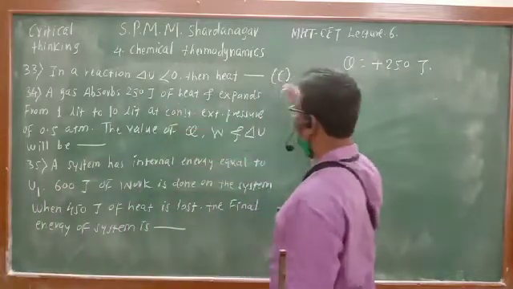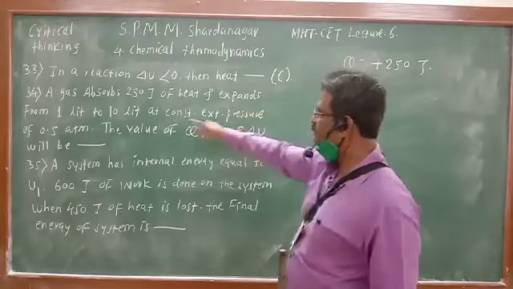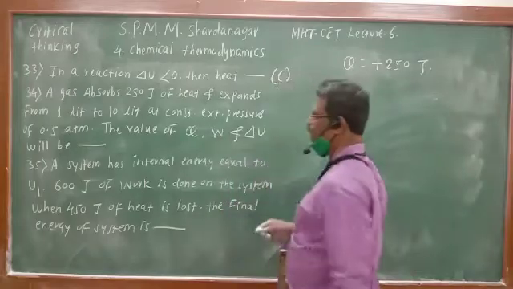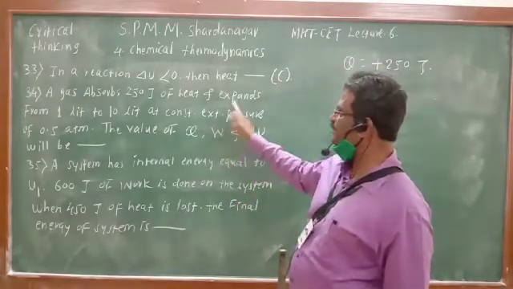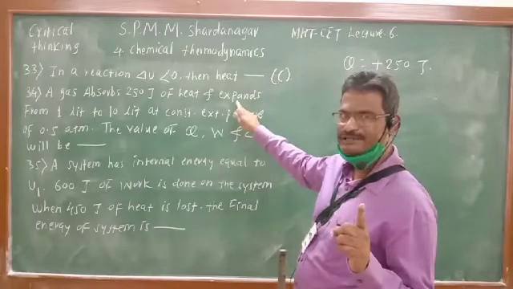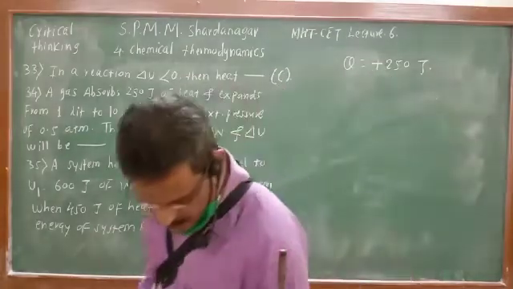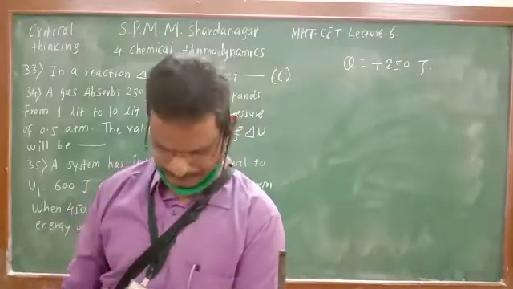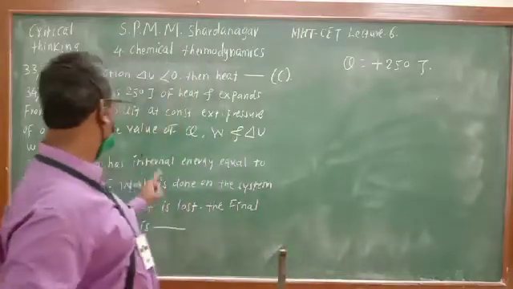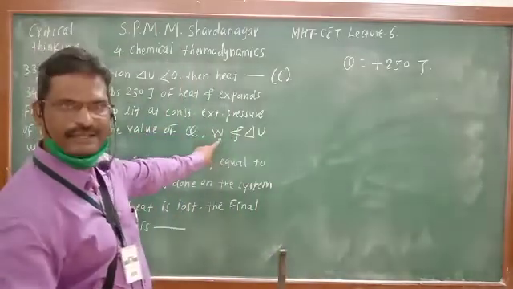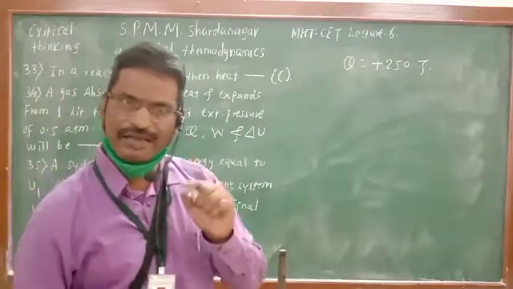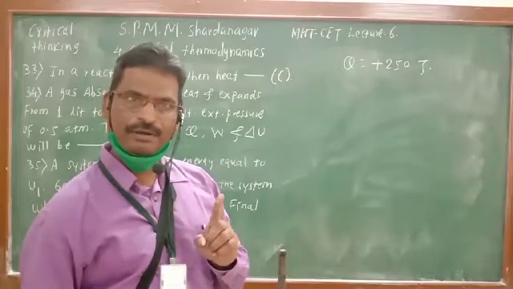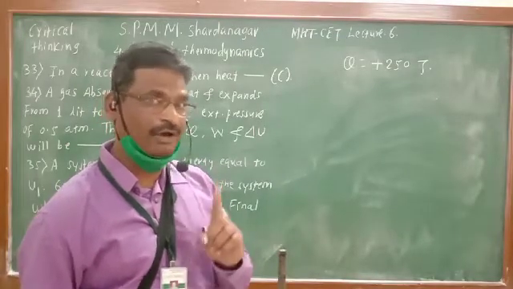Now find the W and delta U from the given data. What is the given data? Q is given plus 250. Furthermore, volume they have given 1 liter to 10 liter. It is the process of expansion. Since this is the process of expansion, whether work done is negative or positive, it must be negative. See, it is not necessary to calculate the answers here. Now we have seen either A or B is correct, because in A, Q is given positive, and in B also Q is given positive.